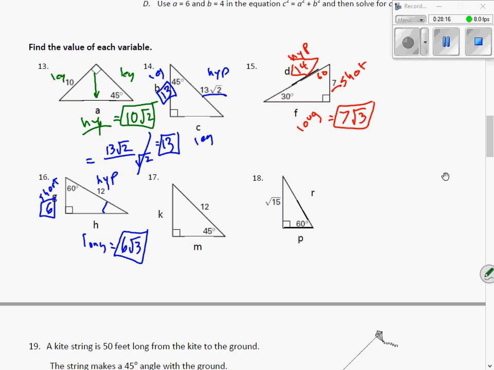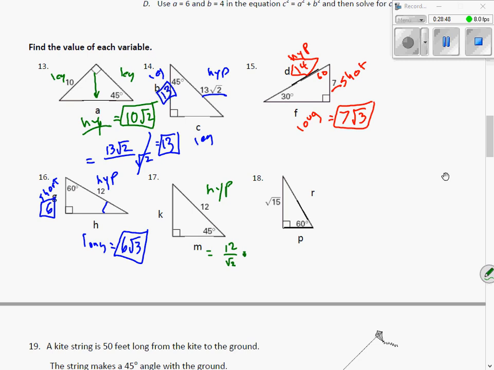Number 17. Here we have the hypotenuse, and I need to know the legs. This is a 45-45-90. So if I find one, it'll be the same as the other. I don't have to use a bunch of formulas. A leg is equal to the hypotenuse divided by square root of 2. Hypotenuse is 12, so m will be 12 over square root of 2. You put that in the calculator, you get a value. If you rationalize it, you get another value.